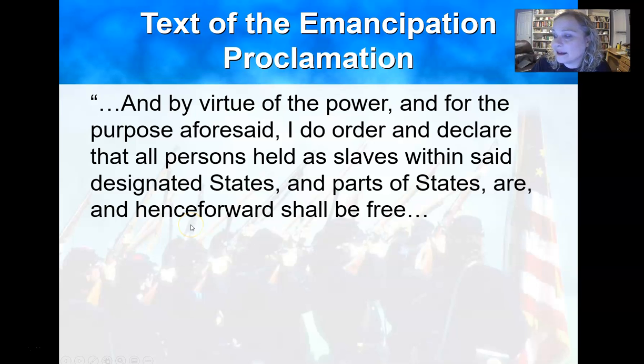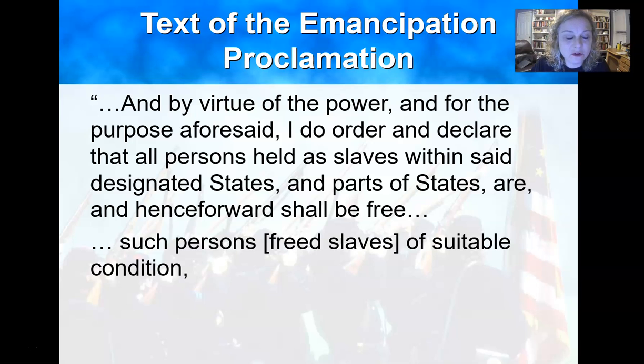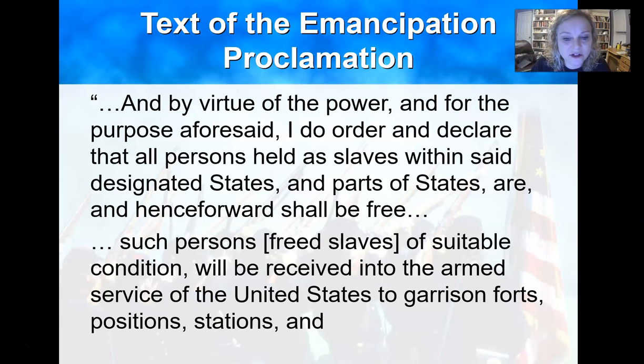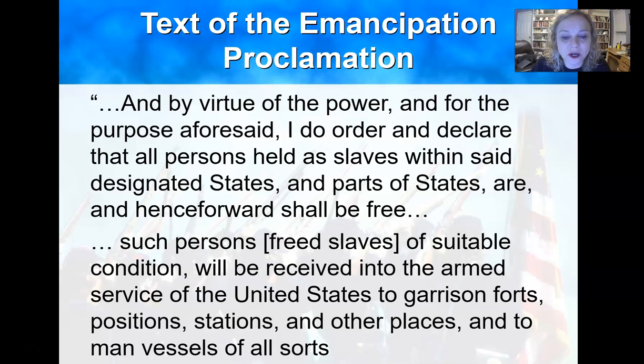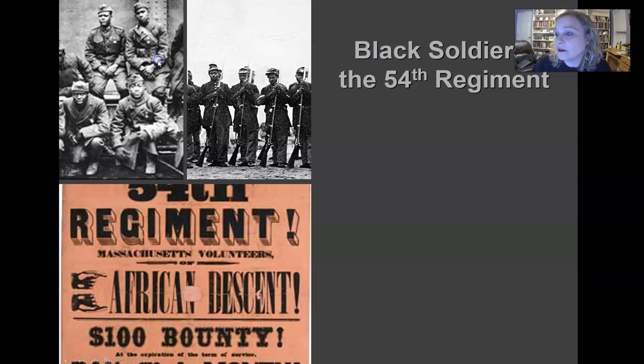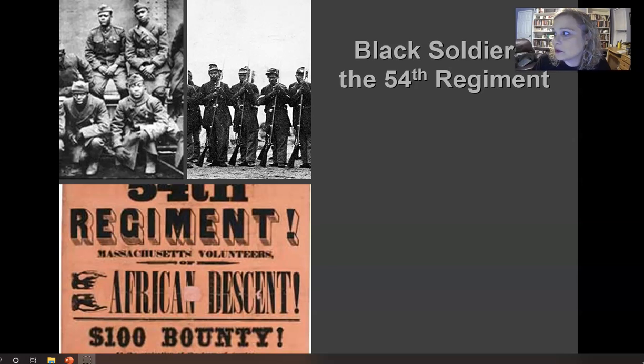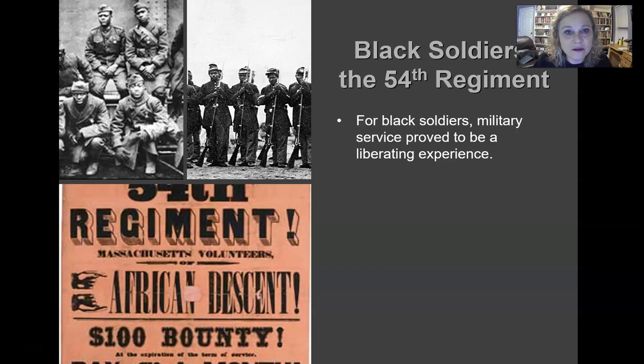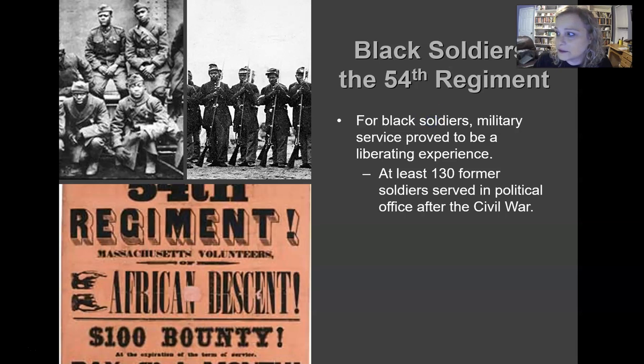And another important thing that is mentioned in the Emancipation Proclamation: such persons, freed slaves, of suitable condition will be received into the armed service of the United States to garrison forts, positions, stations, and other places, and to man vessels of all sorts in said services. Okay, so he's also suggesting that if you're healthy, you should join the war if you're a freed black slave, which many of them do. As a matter of fact, the most famous of those regiments was the 54th Regiment. And you really just have to understand that participating in this war for many black soldiers was a very liberating experience.